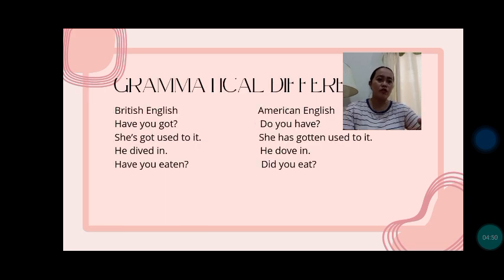Next, moving on to grammatical differences. Aside from vocabulary, grammar also varies between the two. In British English, you might say, have you got a pen? While Americans say, do you have a pen? British speakers use dived, while Americans say dove. These grammatical differences may seem small, but they reveal distinct language evolution patterns within English.